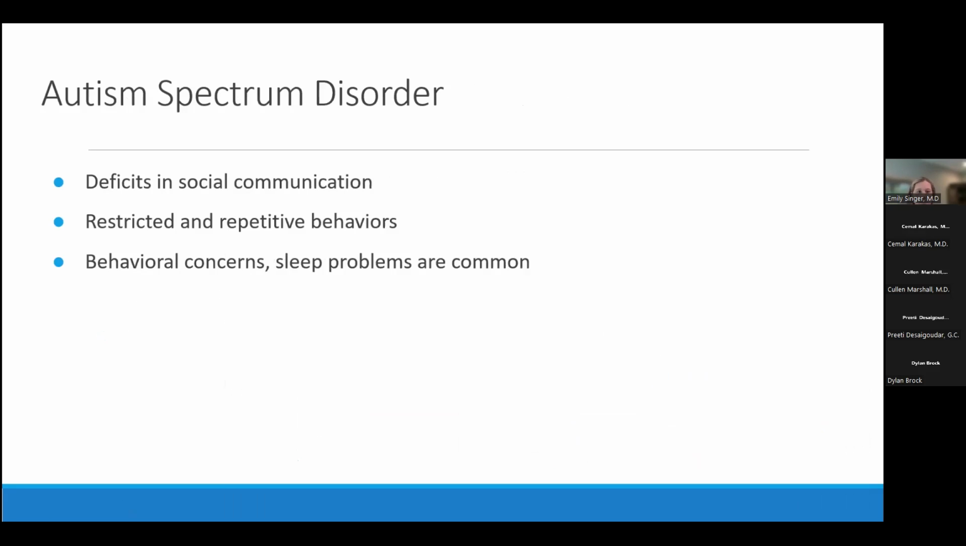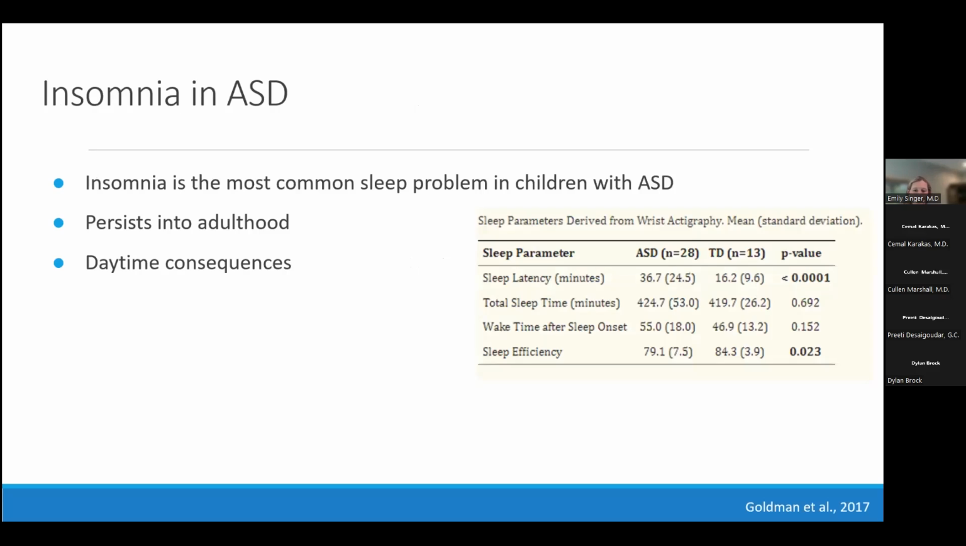All right. And then thinking about kids with autism spectrum disorder. This is a very common and diverse spectrum disorder. They have deficits in social communication, as well as in restricted and repetitive behaviors. And that comes out with behavioral concerns and commonly sleep problems as well. The most common sleep problem in kids with autism is insomnia, and it seems to persist into adulthood.